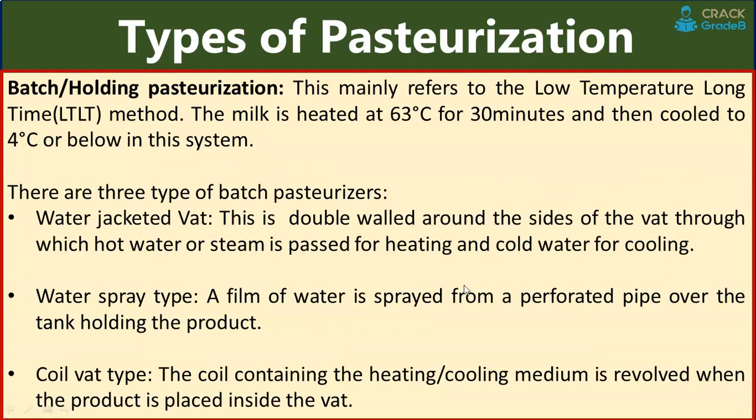Batch or holding pasteurization. This mainly refers to the low temperature, long time LTLT method. The milk is heated at 63 degrees Celsius for 30 minutes and then cooled to 4 degrees Celsius or below in this system. There are 3 types of batch pasteurizer. First one is the water jacketed vat. This is double walled around the sides of the vat, through which hot water or steam is passed for heating and cold water for cooling.